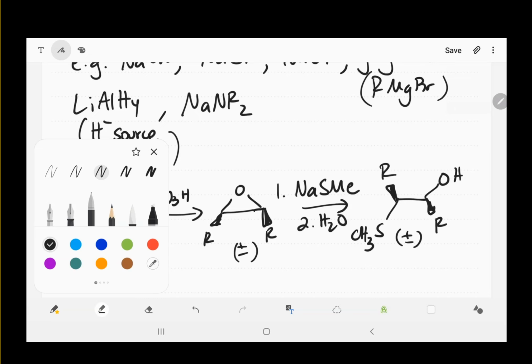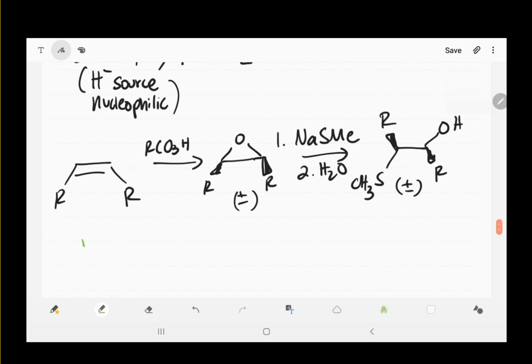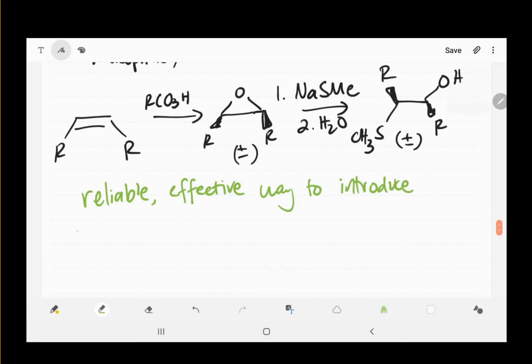So not on the same carbon, but on separate carbons. So this is a kind of reliable, effective way to introduce, these are going to be vicinal. Remember, vicinal means that they're one carbon away from each other. So you can introduce these vicinally to each other, so to a molecule.